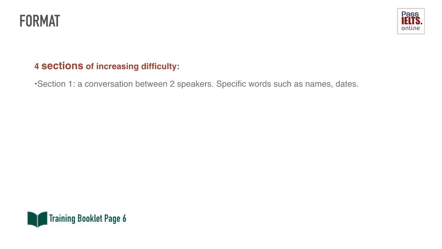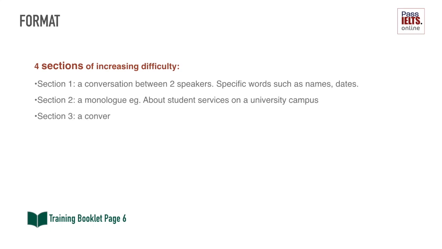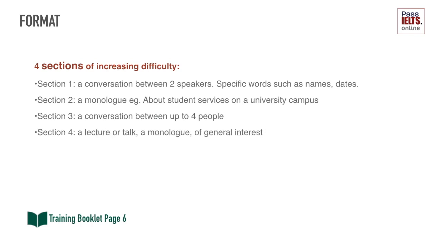Here you can see the listening paper consists of 4 sections of increasing difficulty. Each section has a new set of questions and is on a new topic. Section 1 is a conversation between 2 speakers making arrangements, for example. Often the answers required are specific words such as dates, places, names and times. Section 2 is a monologue, for example, about student services on a campus. Section 3 is a conversation between up to 4 people, and Section 4 is another monologue, a lecture or a talk of general interest.